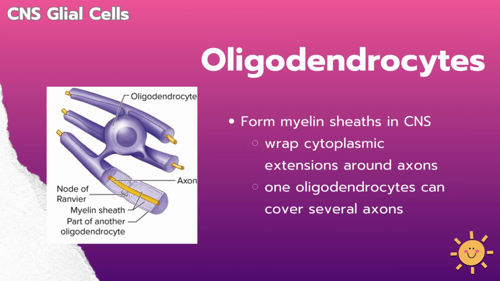The last CNS glial cell is the oligodendrocyte. Oligodendrocytes form myelin sheaths in the central nervous system. These cells wrap their cytoplasmic extensions many times around axons in the central nervous system. One oligodendrocyte can cover several axons.